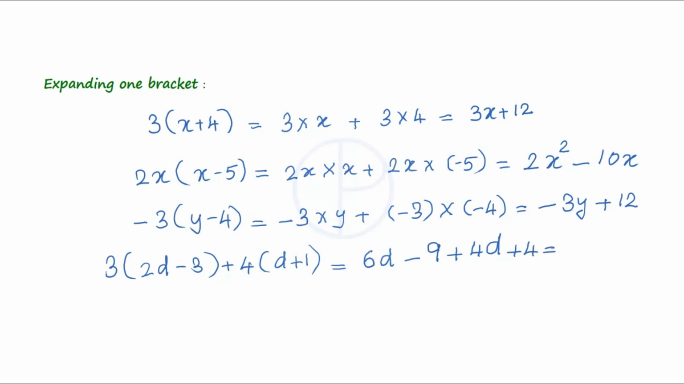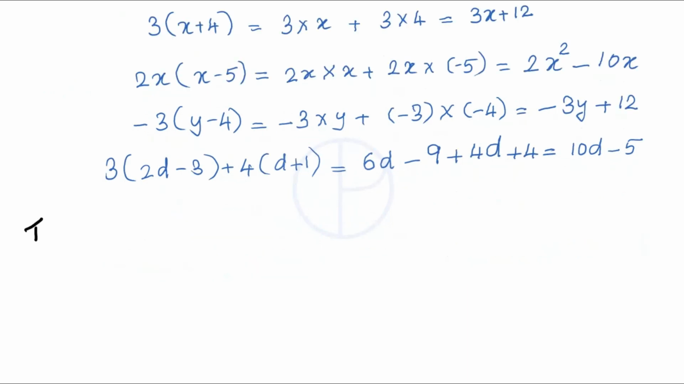Let's simplify this one. Combine the like terms. 6d plus 4d gives 10d. Minus 9 plus 4 is negative 5. You try this question and share your answer in the comment section.